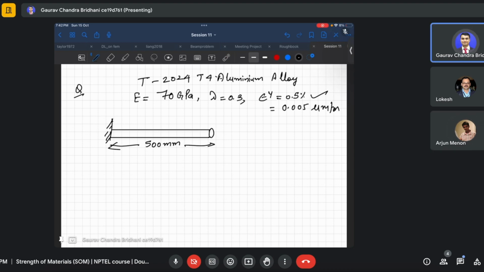Uniaxial tensile strength. 500. Okay, this is the strength written.